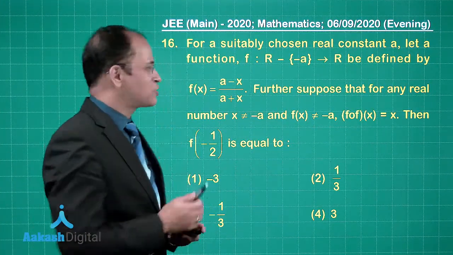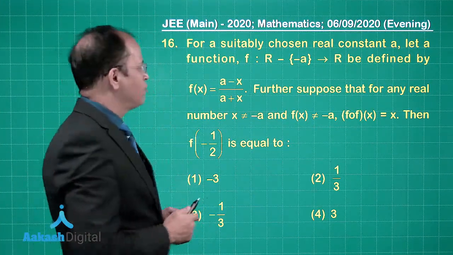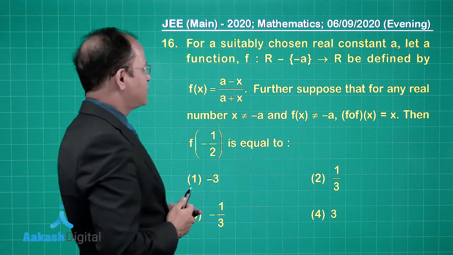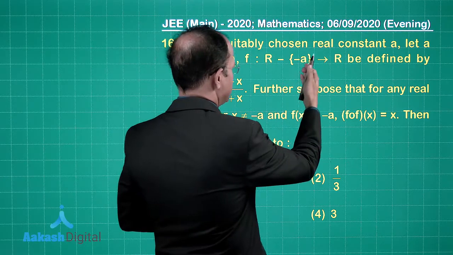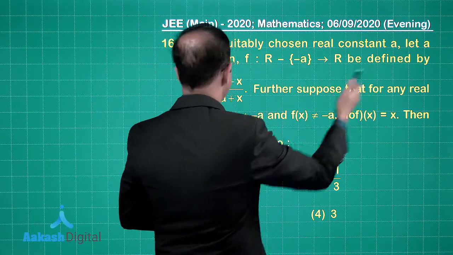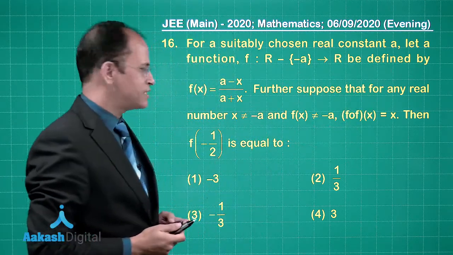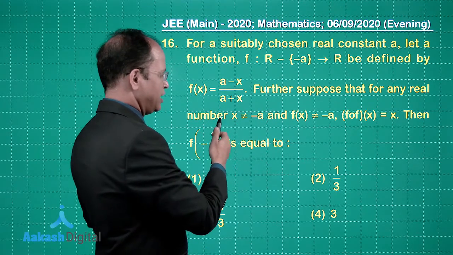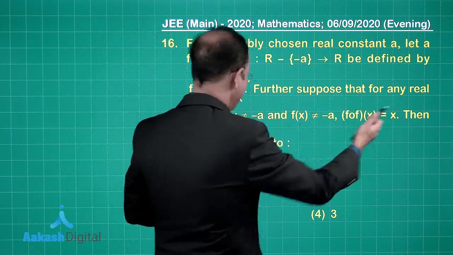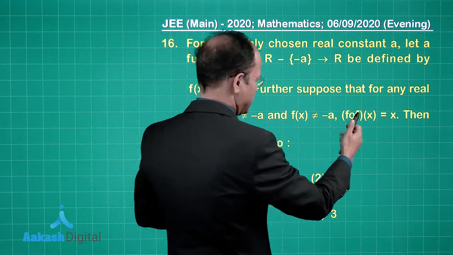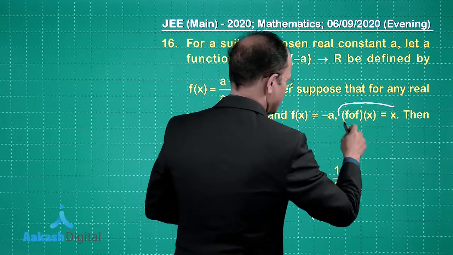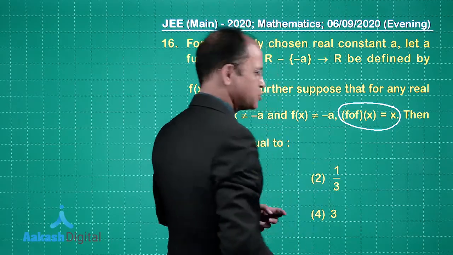Now let's discuss question number 16. For a suitably chosen real constant a, the function f from R minus {a} to R is defined by f(x) = (a minus x) upon (a plus x). Further, suppose that for any real number x not equal to minus a and f(x) not equal to minus a, f(f(x)) is going to be equal to x.